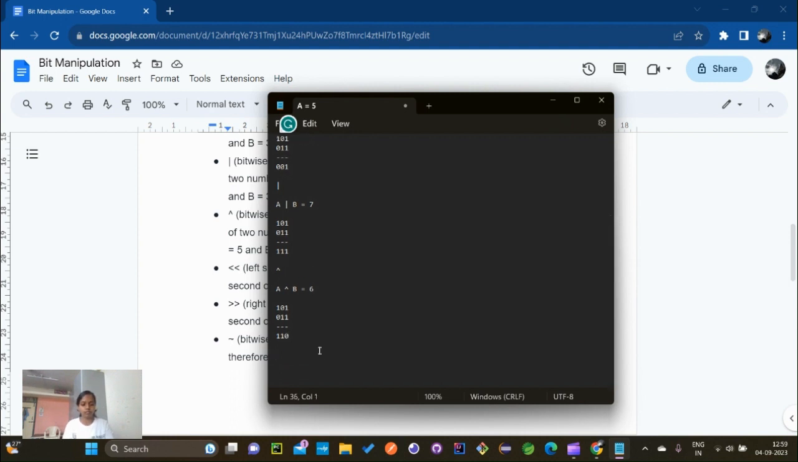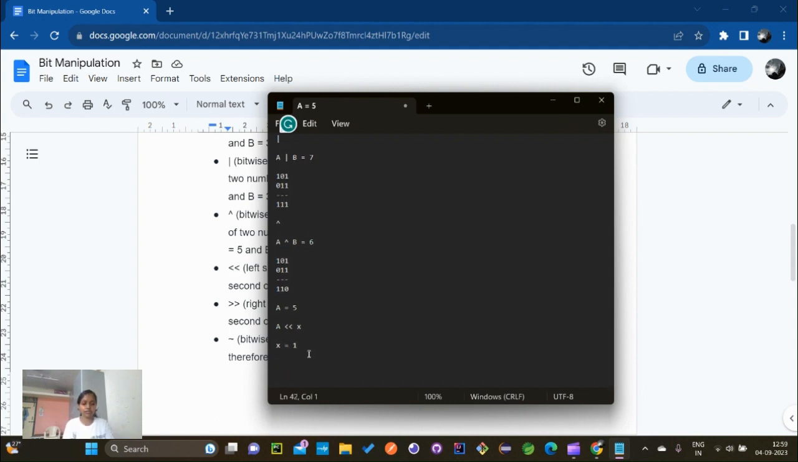Suppose we are given the same number, suppose A is equal to 5. We have to do the left shift operation on this. How will we do it? A left shift, this is the sign of the left shift, by how many times? Suppose x. X can be anything. So for example, I want to do it by 1.